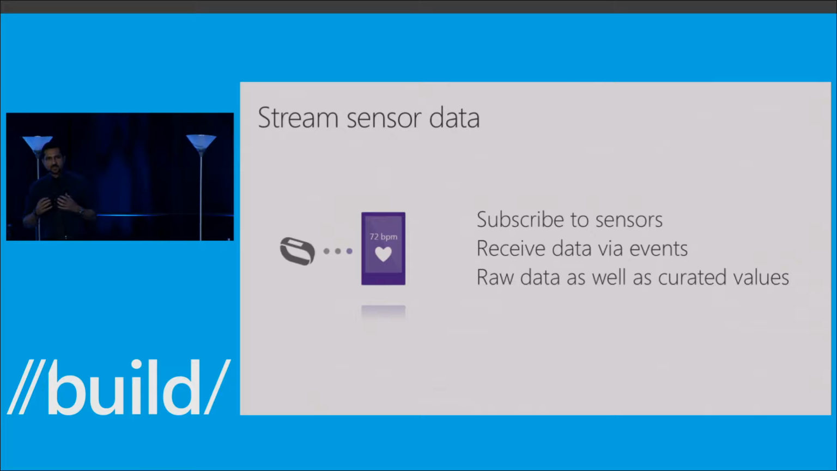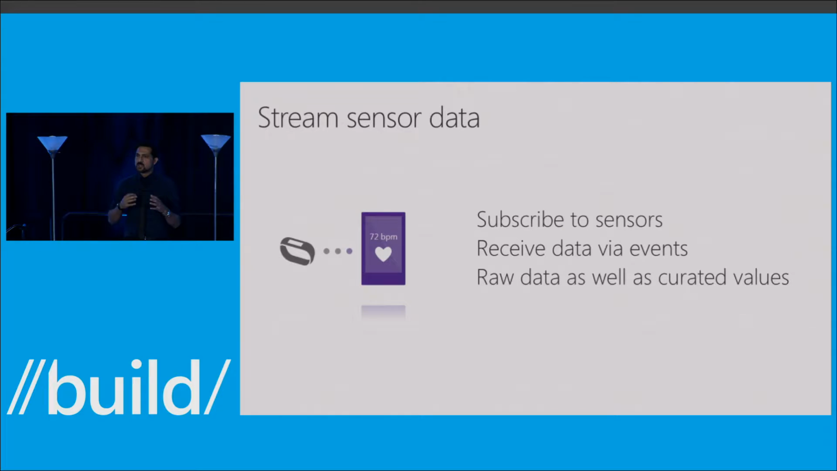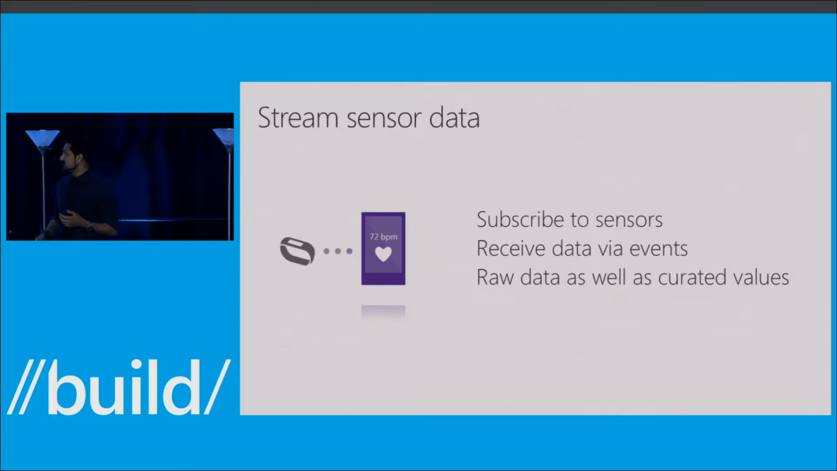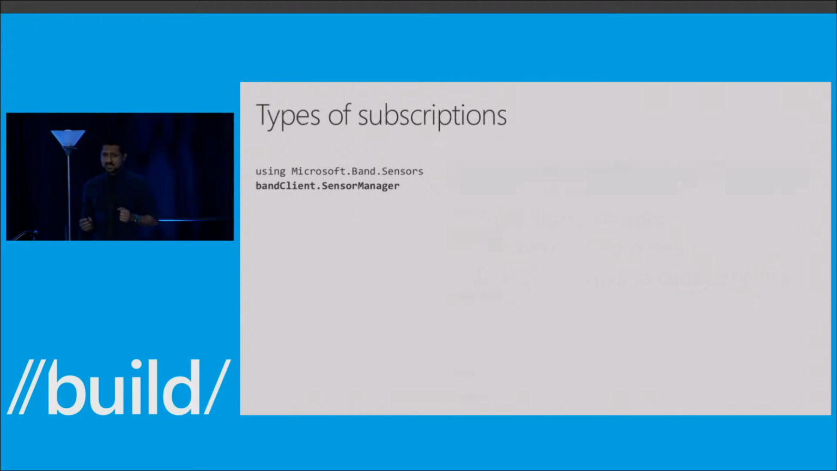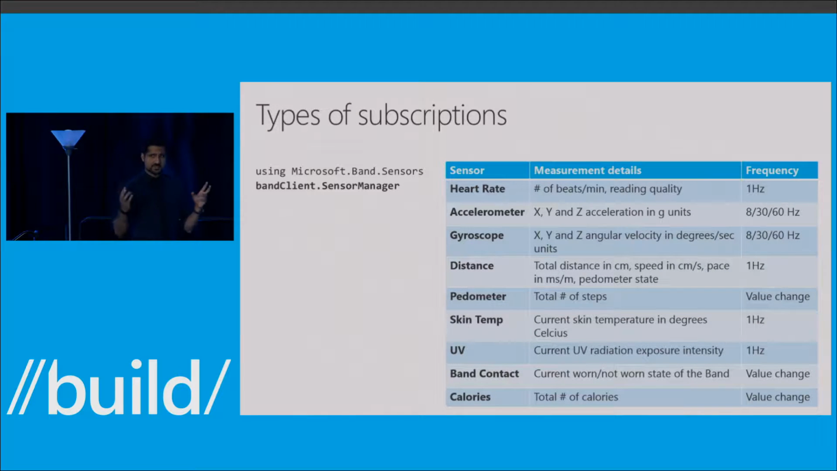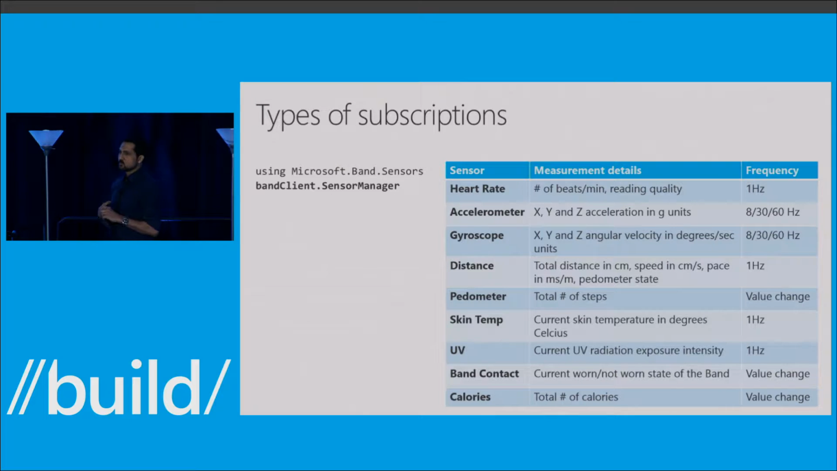Some of the data that you get back is going to be raw sensor data, and some of it is going to be curated data that has been transformed on the band to be more meaningful. Let's take a look at some of the sensor streams that we expose. Here's a table that lists all the sensor streams that the Microsoft Band SDK exposes. I'm not going to talk about all of them, but the table shows the kind of sensor behind that stream, the kind of measurement, what data comes back from that sensor, and the frequency of getting that data.